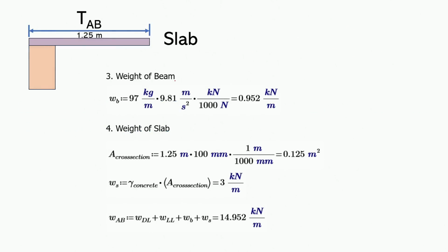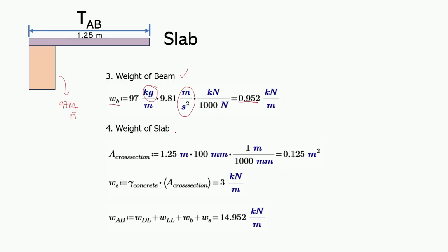For the weight of the beam, we are given that beam AB weighs 97 kg per meter. So this weighs 97 kg per meter. And then in order to convert kg into Newton, then we will multiply it by the gravitational constant, which is 9.81 meter per second squared. Because itong kg times m per s squared will become Newton. And so we will convert Newton into kN so that our units will be consistent. So that's why we are dividing this by 1000 newtons. And so we will have 0.952 kN per m. And then this is the weight of the beam.